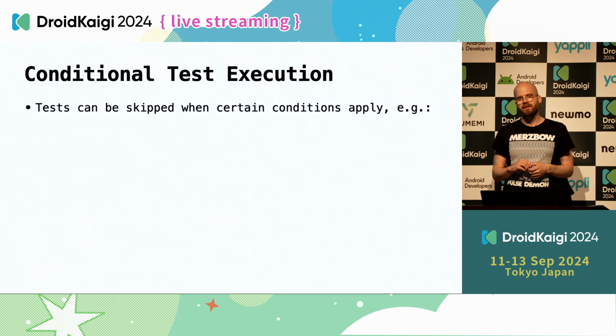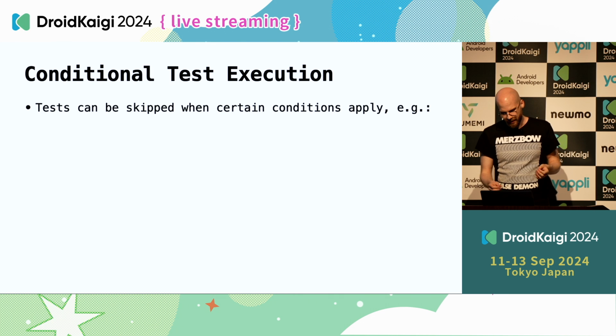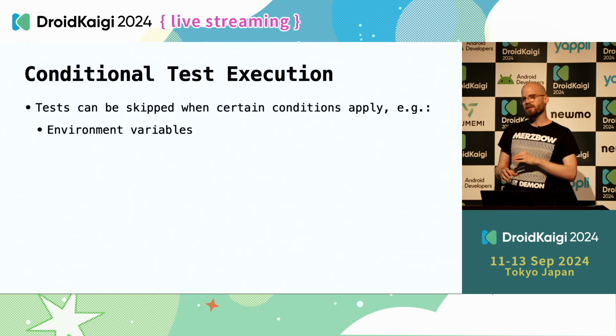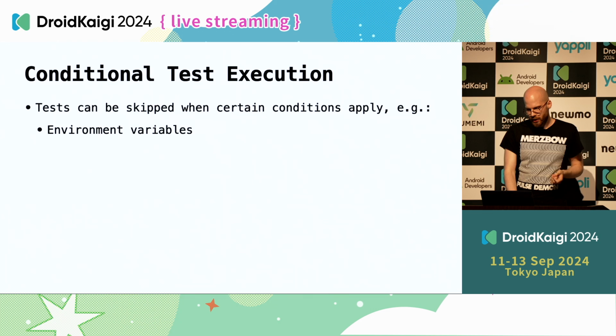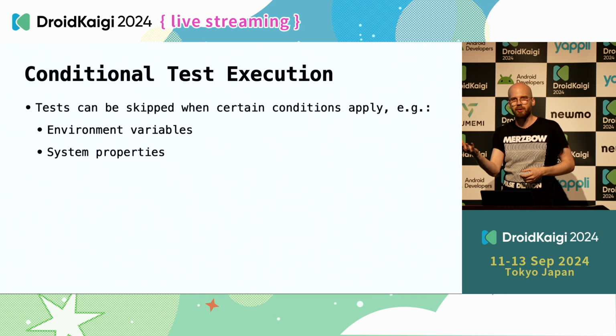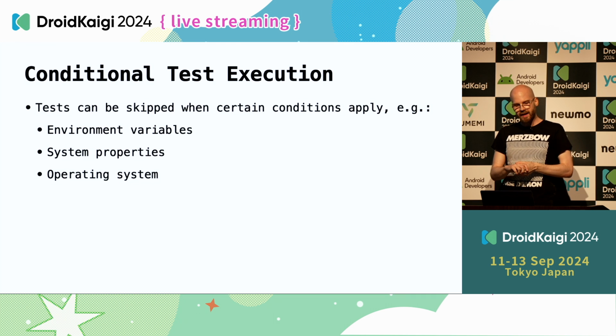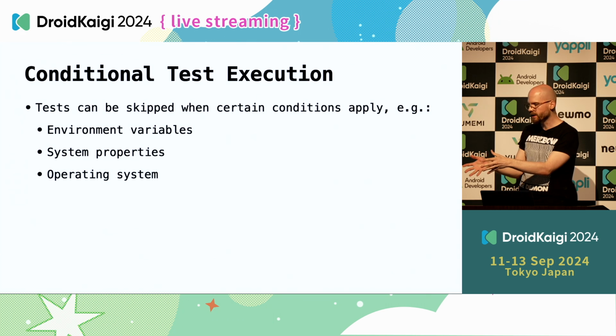Conditional test execution means that you can skip tests when certain conditions apply. That's it. For example, you can skip a test method if there is a certain environment variable set. You can execute a test only if you have a certain system property set. If you start Gradle with a certain parameter, only then run your test, for example. You can skip a test on a certain operating system. Always run this on Mac, never run this on Windows, and so on.